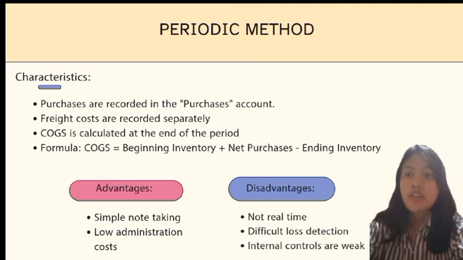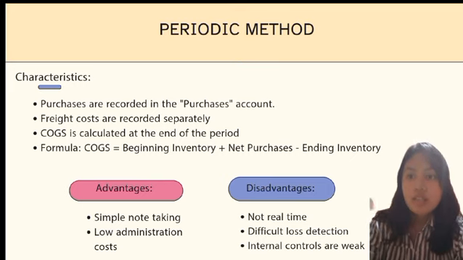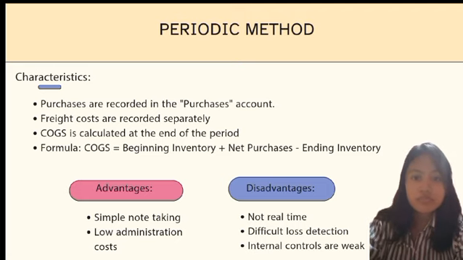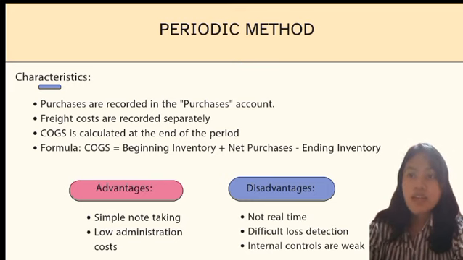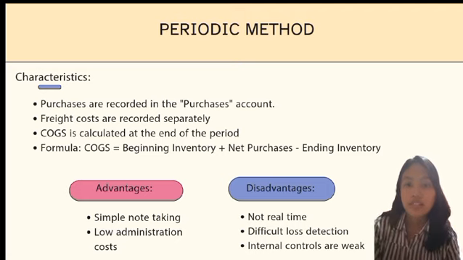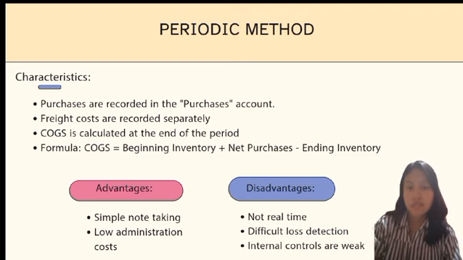Characteristic of the periodic method: the purchase of merchandise is recorded in the purchase account rather than the supply account. The purchase fee is recorded in a separate account. The repurchasing and purchase pieces are recorded in individual accounts. The cost of goods sold is calculated at the end of the period with the formula: cost of goods sold equals early supply plus net purchase minus final supply.